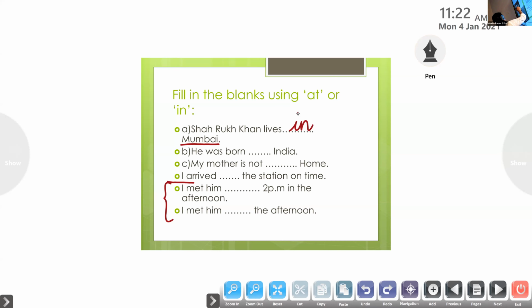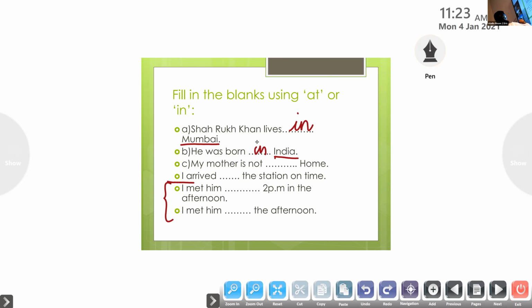Okay, Roshit, come on. Read the next question. He was born dash India. So what will we do? In. Very good. It tells about the country here, so we have to use the preposition "in". Is that clear to all of you?